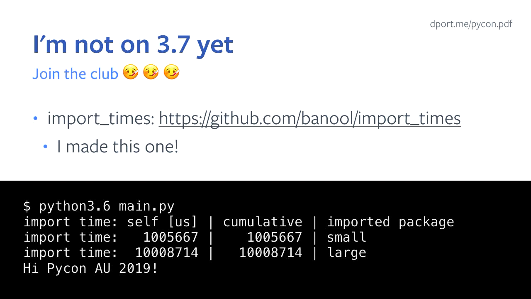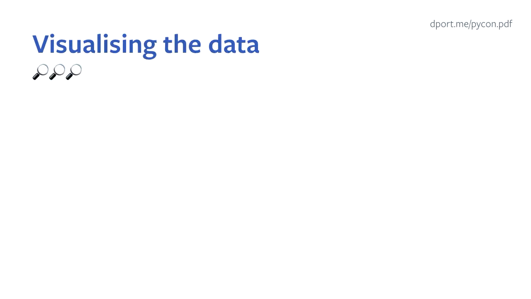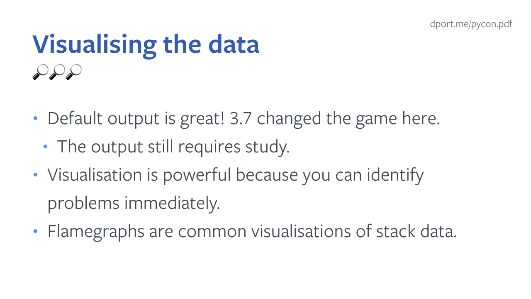Notably, the timing information will also probably be a little bit off, because I'm doing it in Python instead of C. But in my testing, it was pretty close. So sweet. The default output is actually pretty good, but we want to try and visualize this. Visualization is super powerful, and it allows you to more easily see what your problem is immediately.